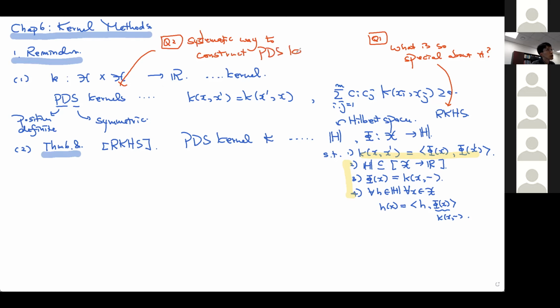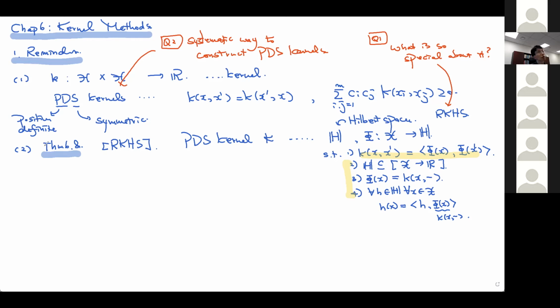PDS kernels. And especially, by this RKHS, I mean, a kernel is, in a sense, closely related to the idea of a feature map. So we are really expressing some encoding of the input via this feature map, which comes with this kernel. So in the proof of Theorem 6.8.